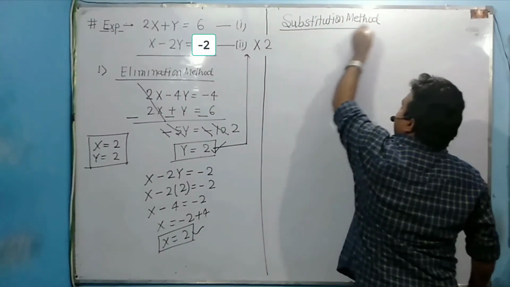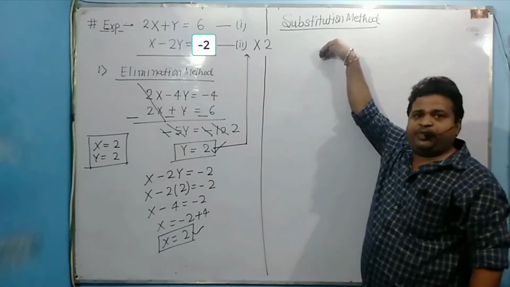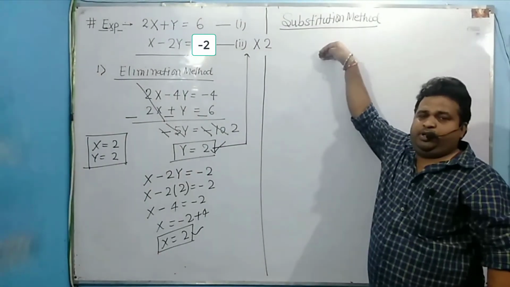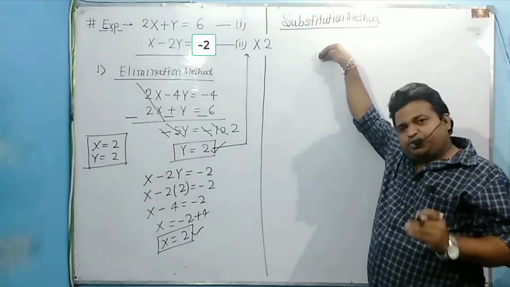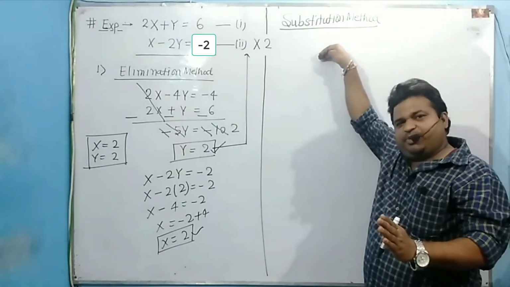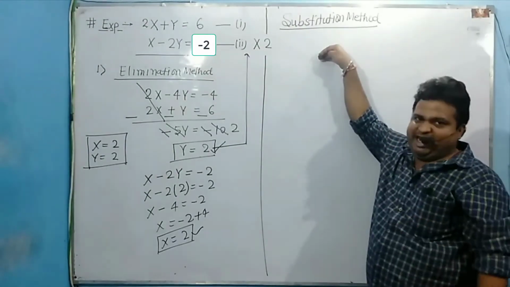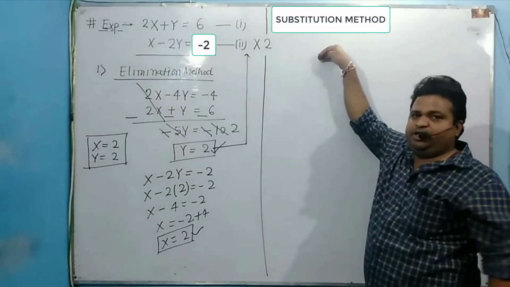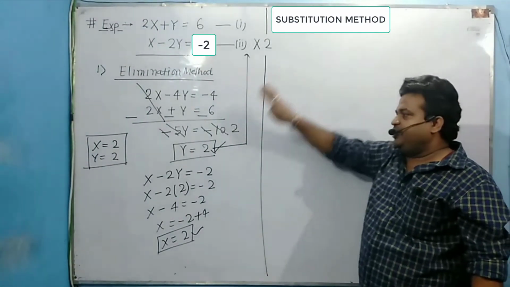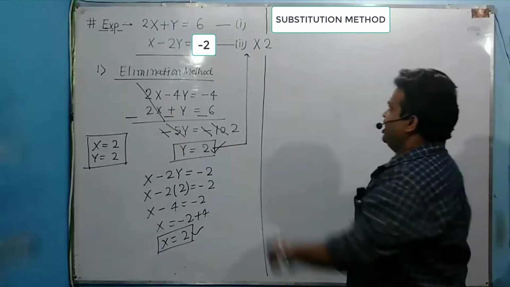Now in the substitution method, what is my step? My step is you need to take any equation, find one variable's value in terms of another variable, and then put that value in the different equation. You will get a solution and find the one variable's value. Now I am going to discuss it.